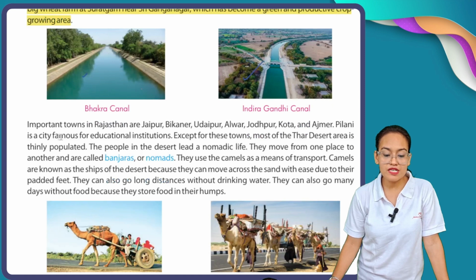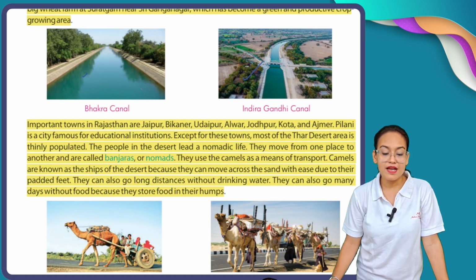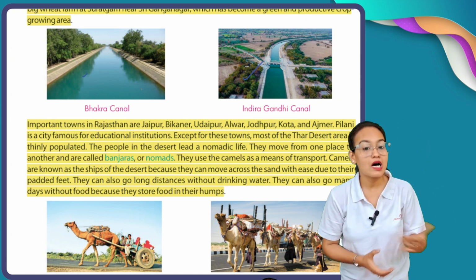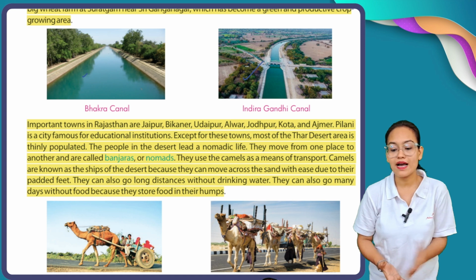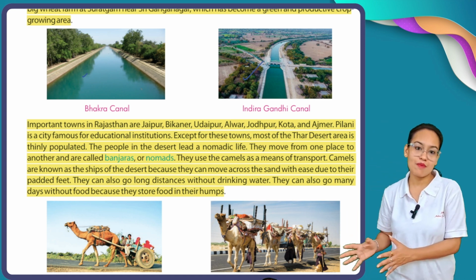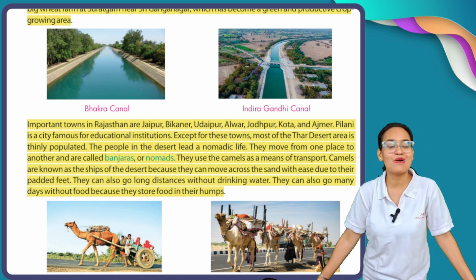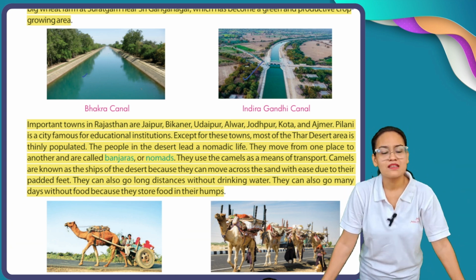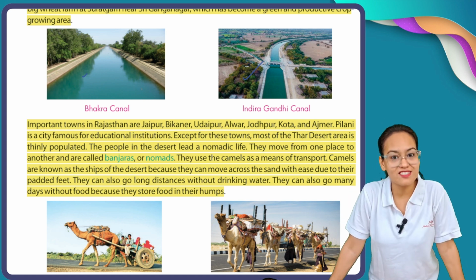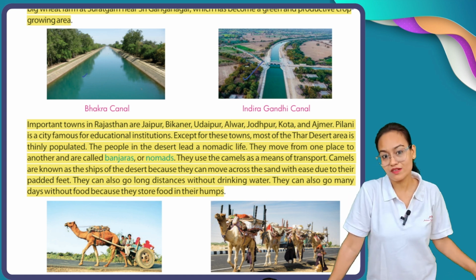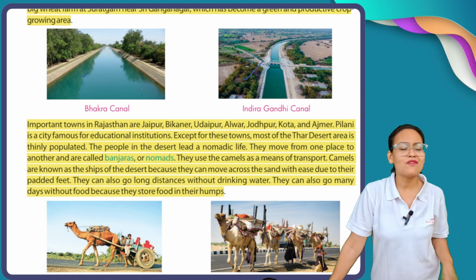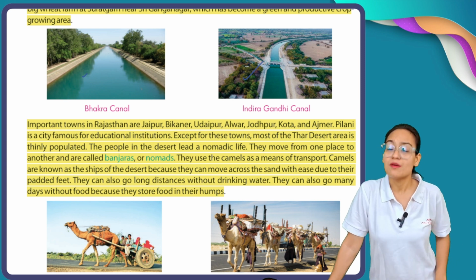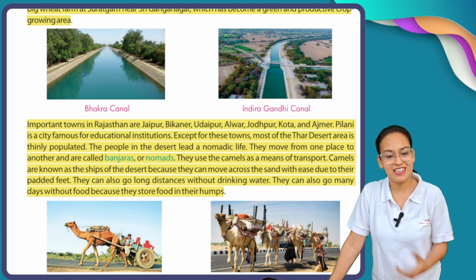Now, important towns in Rajasthan. Important towns in Rajasthan are Jaipur, Bikaner, Udaipur, Alwar, Jodhpur, Kota and Ajmer. If I talk about Rajasthan, then we automatically remember the royal history behind Rajasthan. Many famous Rajput dynasties and clans ruled Rajasthan. So there are many famous towns in Rajasthan like Jaipur, Jodhpur, Bikaner, Ajmer, Alwar, etc.